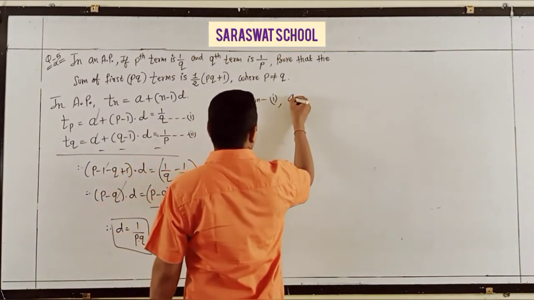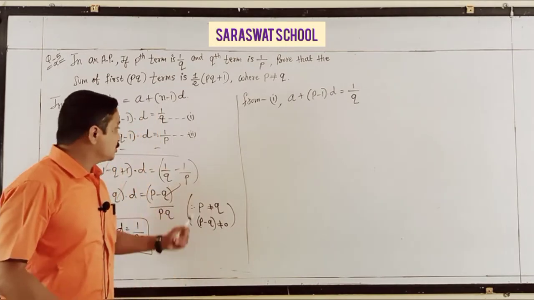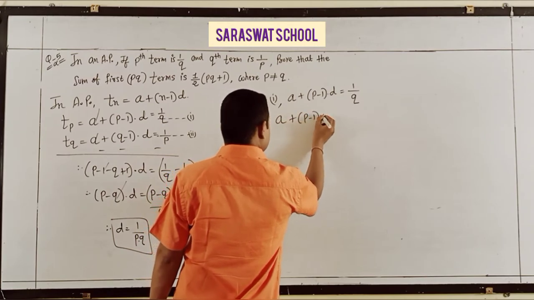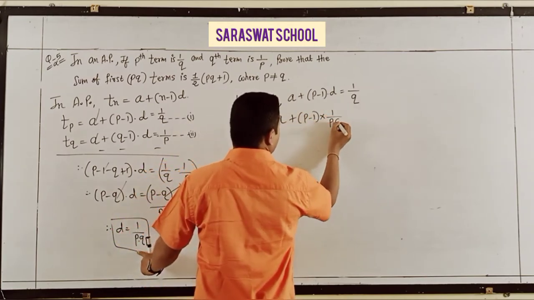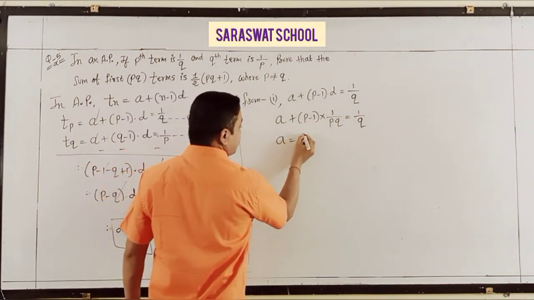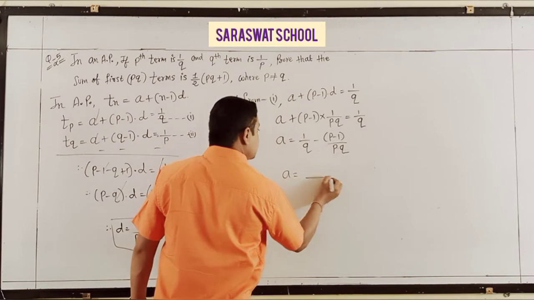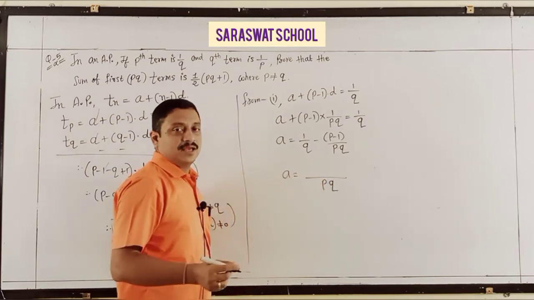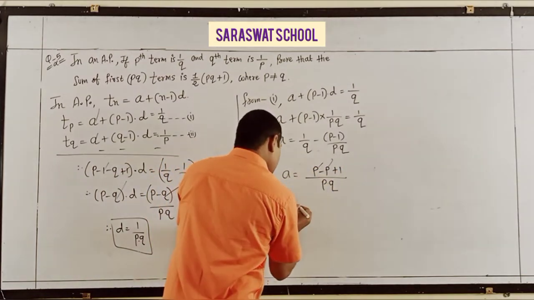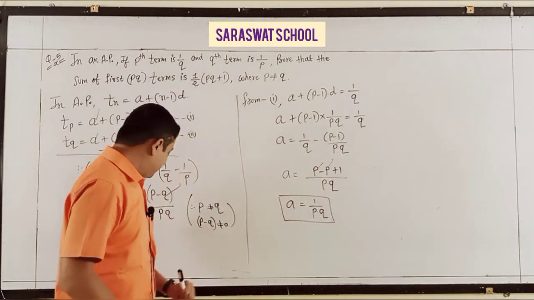I apply from 1: a plus (P minus 1)d equals 1 by Q. As you wish, students, you can also utilize the second equation. Now a as it is, P minus 1, but d is what? 1 by PQ, and 1 by Q again as it is. So what's your a? 1 by Q minus (P minus 1) by PQ. So take PQ as LCM, and definitely here Q, so remaining P minus P plus 1 cancel. So a becomes 1 by PQ. That's your a ready. Finally, a done, d done.